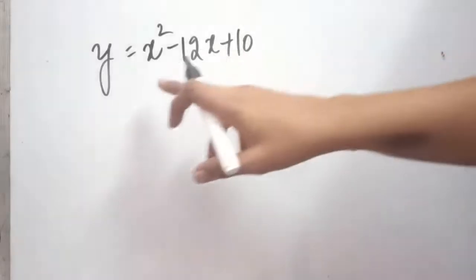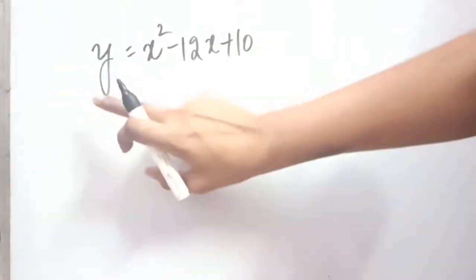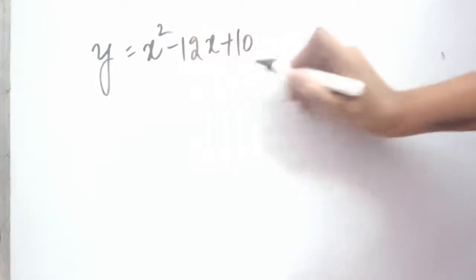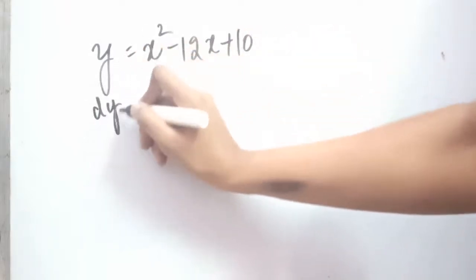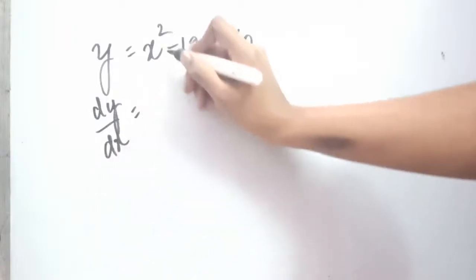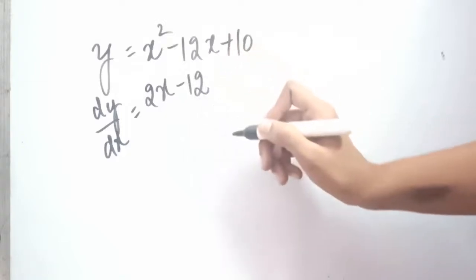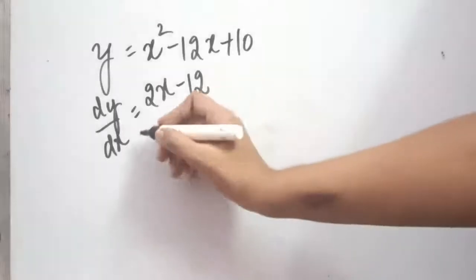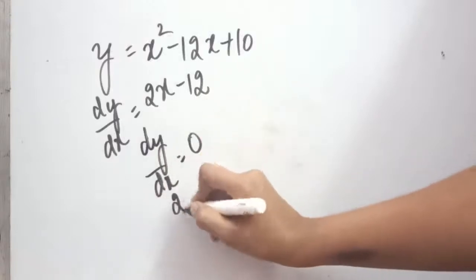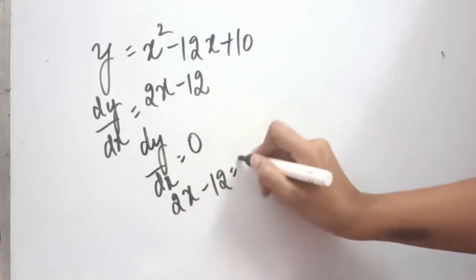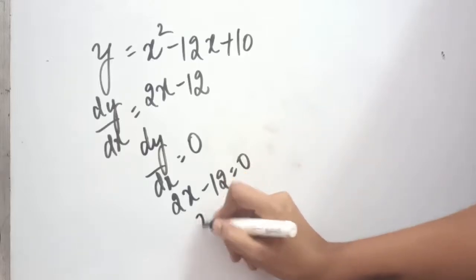Now suppose this is the question, and you have been told to calculate the maxima and minima. According to the first step that we wrote, you have to keep the function equal to y, which we have done. The second step was to take the derivative of this. Now you know the derivative of this will be 2x minus 12. The third step was putting dy upon dx equal to 0. So let us put 2x minus 12 equal to 0, and from here you will get the value of x.